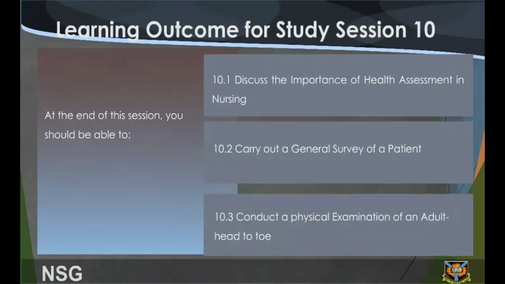Learning outcomes. At the end of this study session, you should be able to: 1. Discuss the importance of health assessment in nursing. 2. Carry out a general survey of a patient. 3. Conduct a physical examination of an adult head to toe.